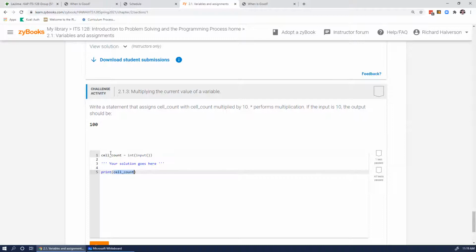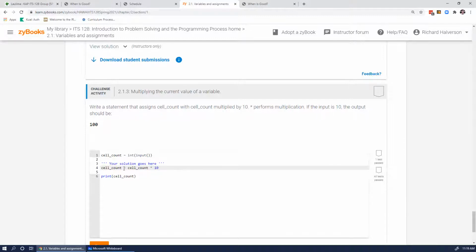If this value is 10, then this one's going to output as 100. So what that is, you take the old cell count and make this equal to the old cell count times 10. And for times, you do an asterisk like that.